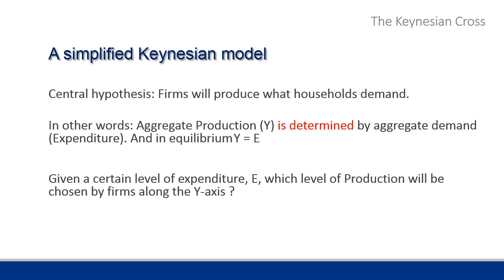In other words, aggregate production, Y, is going to be determined by aggregate demand in the form of expenditure. So it's expenditure that will proxy for aggregate demand. And in equilibrium, what is being produced will be what is being demanded. So there is no need for firms to change production if they are meeting demand adequately. Given any level of expenditure, what will the model predict for economic activity? And firms will choose this along the y-axis in our diagram in a moment.